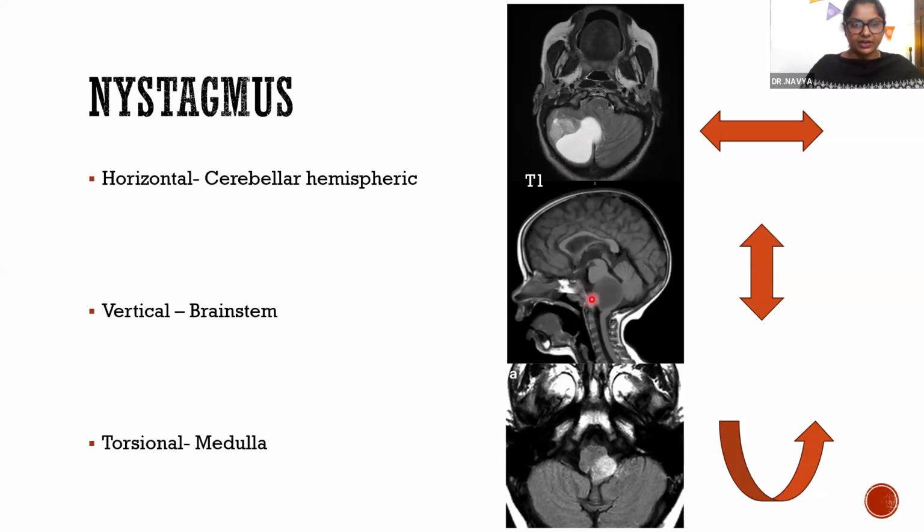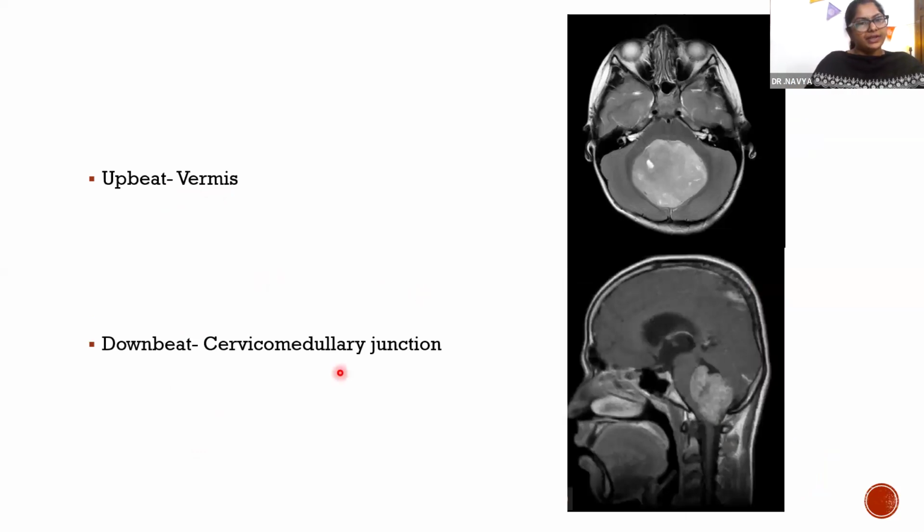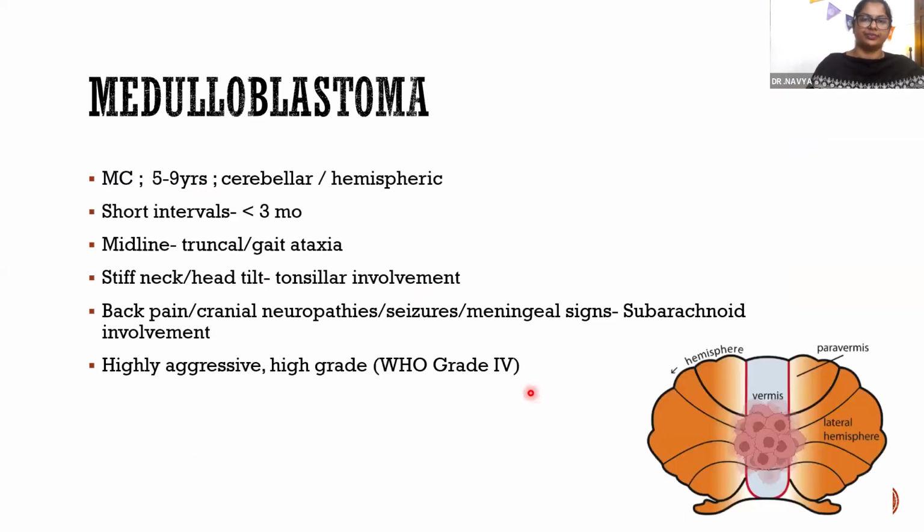If it's a brainstem one, I typically remember, of course with the reasoning, but I also remember with the first letter. The brainstem lesion is vertical. The horizontal is cerebellar hemispheric, and if it is torsional, something like torsional is medullary. Upbeat nystagmus, we've just seen, is when the lesion is in the vermis, and if it is in the cervico-medullary junction, then it's a downbeat nystagmus at presentation.